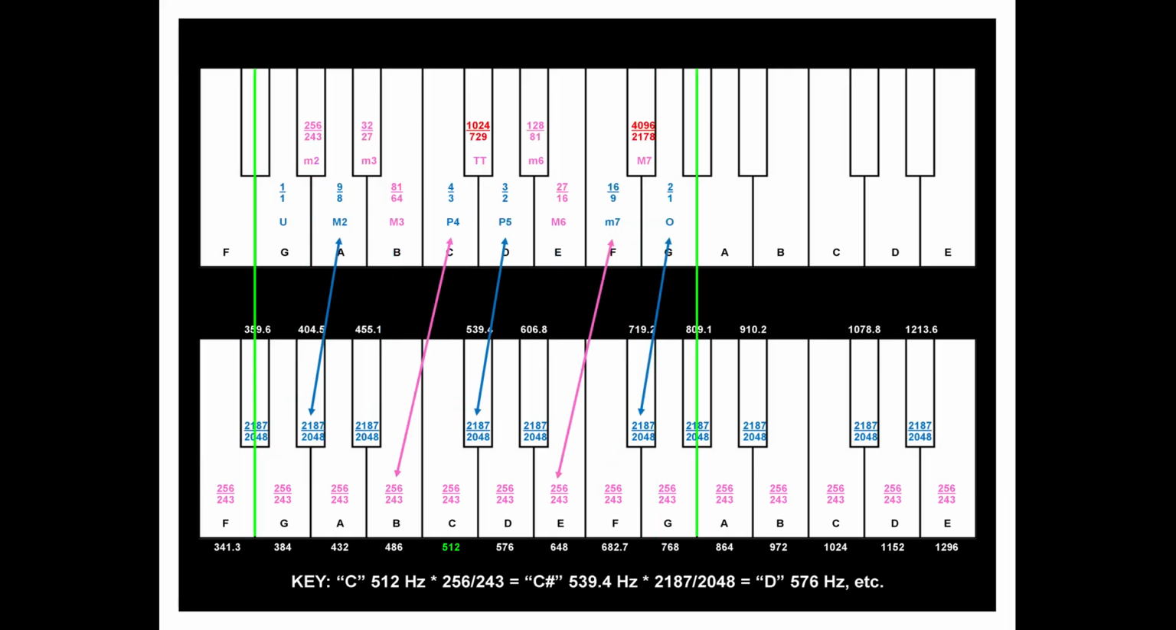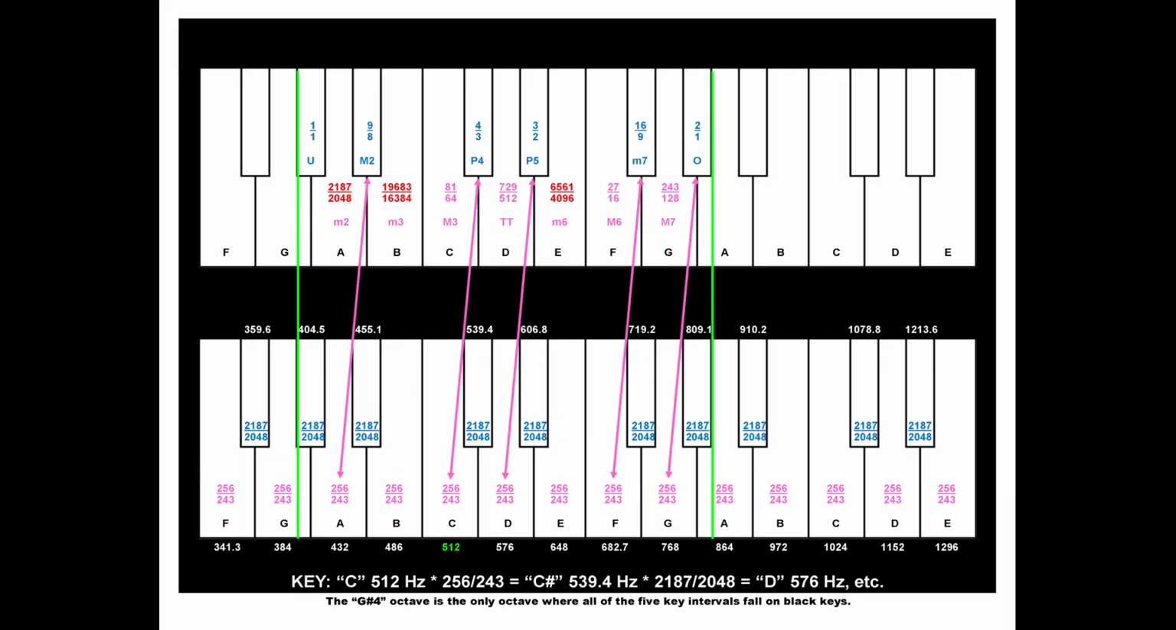All right, then we go to G. Then we go to G sharp 4. It's the only octave where all 5 key intervals fall on black keys, and they're generated by the recursive multiplier that falls on a white key. So that's kind of interesting. There's an interesting pattern there.